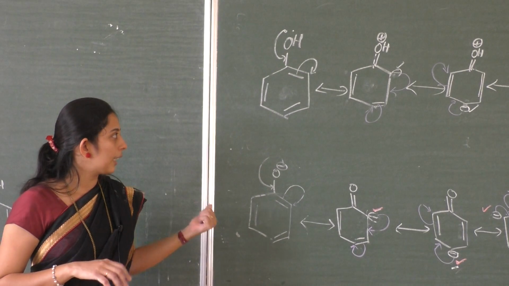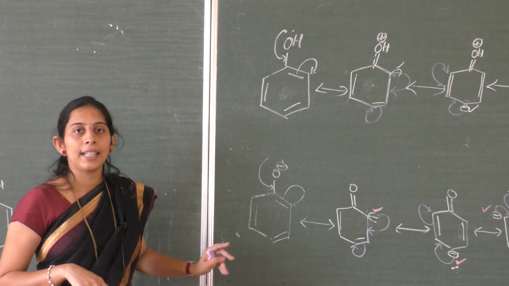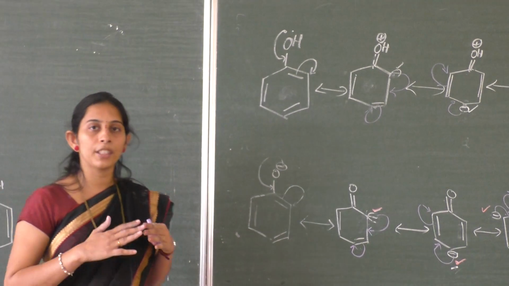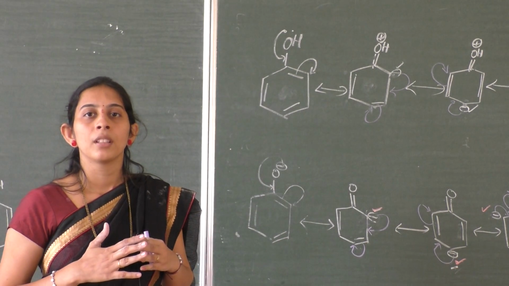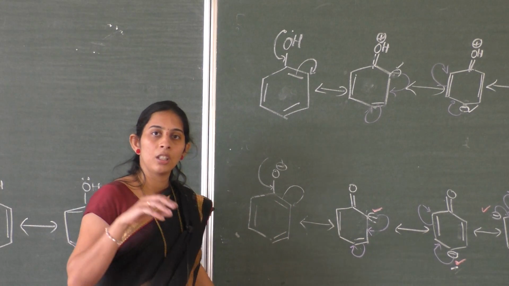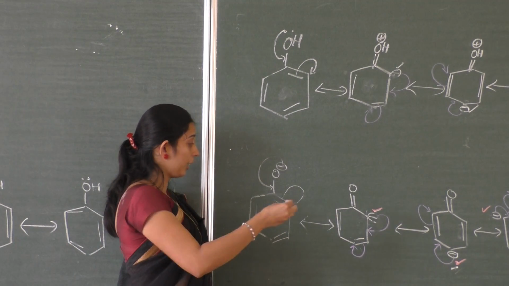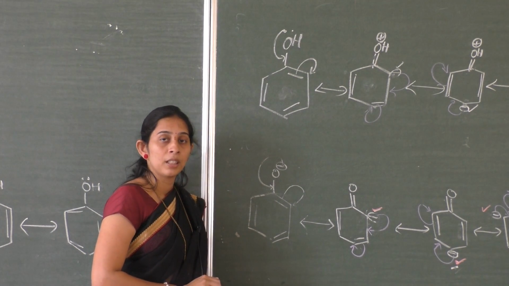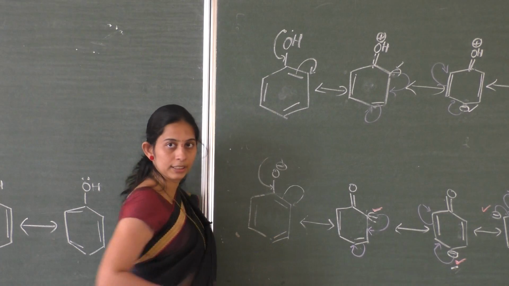So that is regarding the comparison of the acidic nature of phenol with different compounds. Why ortho and para position? Why does a new group come and attach to the ortho and para position? That's because of high electron density.